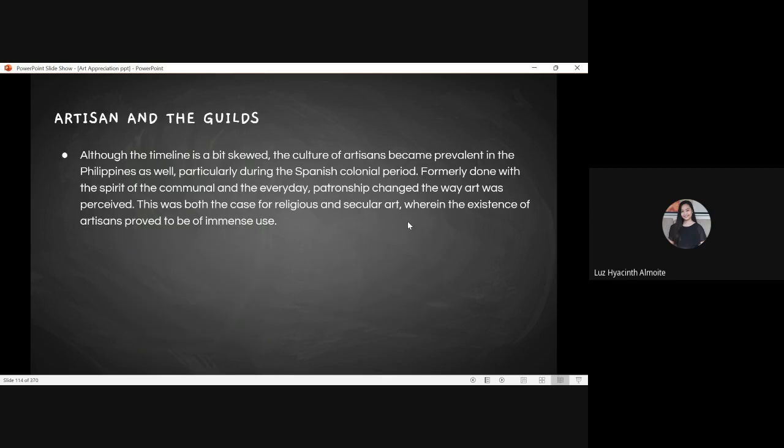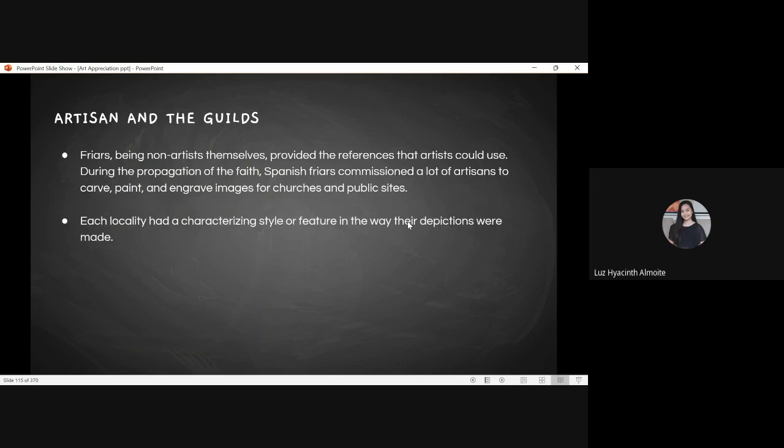Well, although the timeline is a bit skewed, the culture of artisans became prevalent in the Philippines as well, particularly during the Spanish colonial period. Permanently done with the spirit of the communal and the everyday, patronship changed the way art was perceived. This was both the case for religious and secular art, wherein the existence of artisans proved to be of immense use.